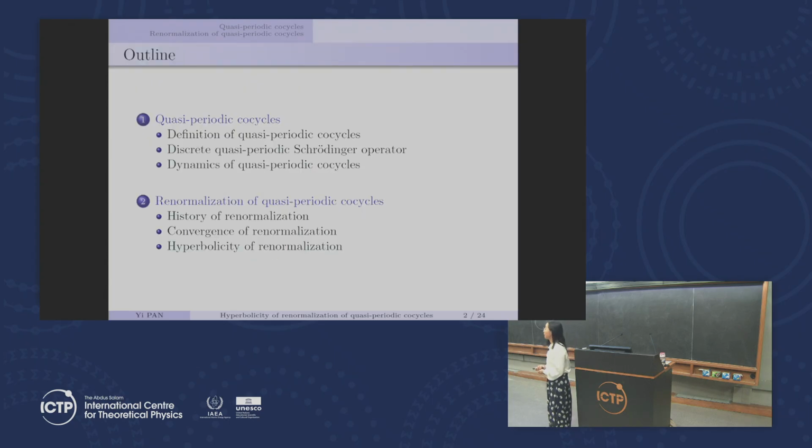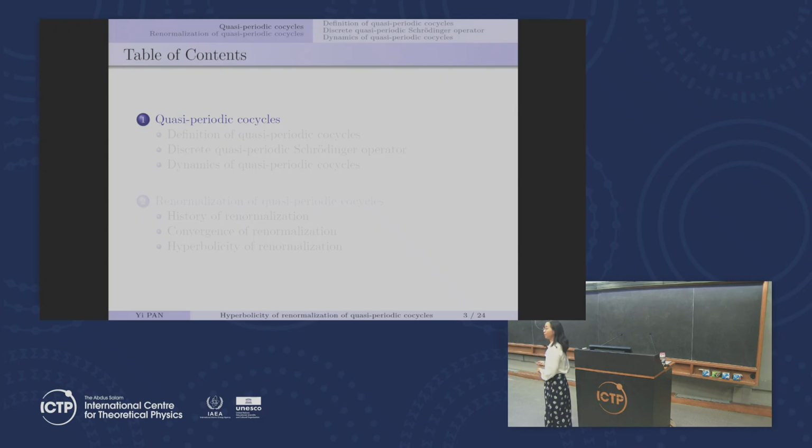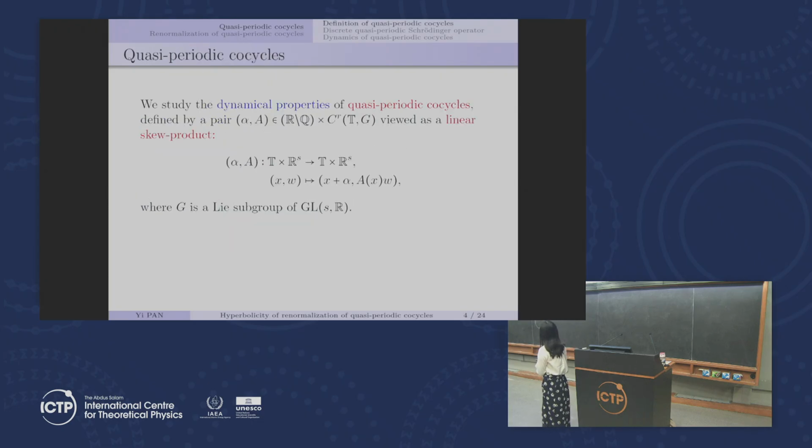So to start with, what is a quasi-periodic cocycle? A quasi-periodic cocycle is a pair. We have an irrational alpha, and the second coordinate A is a one-periodic map into some Lie group G. And by saying quasi-periodic cocycle, we view it as a skew product. On the base, it's a translation, and on the fiber, it's a linear map.